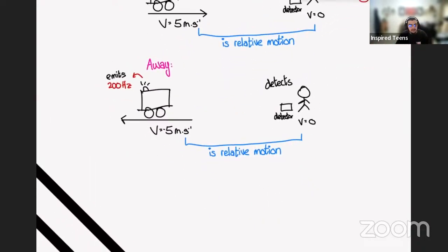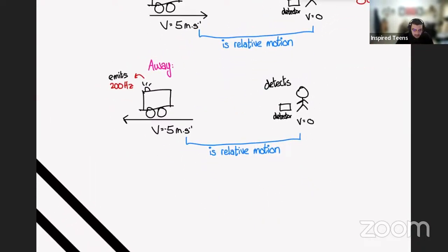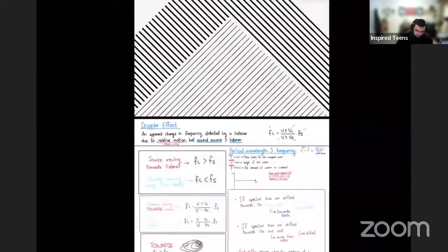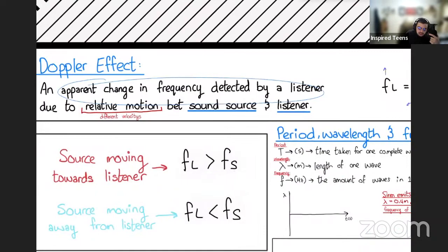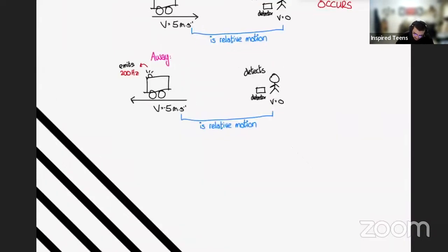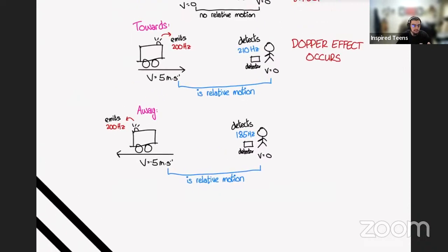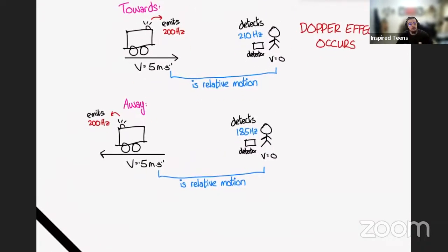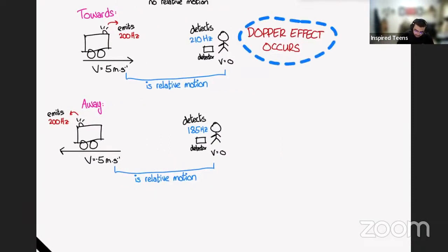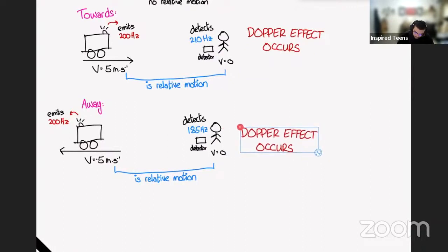Okay, so while it's traveling away from the listener, because there is relative motion, according to Doppler effect, there will be an apparent change in the frequency detected by the listener. And this apparent change this time is actually lower. Let's just say 185 hertz. It's lower than the actual frequency emitted by the sound source, because it's moving away from the listener. Yes, there's relative motion. Yes, Doppler effect will occur. And the frequency detected by the listener is going to have a change to it, and because it's moving away, it's going to be lower than the actual frequency.